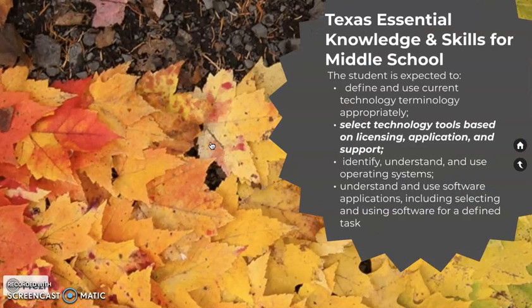For Texas Essential Knowledge and Skills for Middle School, there are several outlined here. However, the one that I want to pay particular attention to is in bold and italicized, and that's for students to be able to select technological tools based on licensing, application, and support. So this dovetails really nicely with the lesson in copyright.